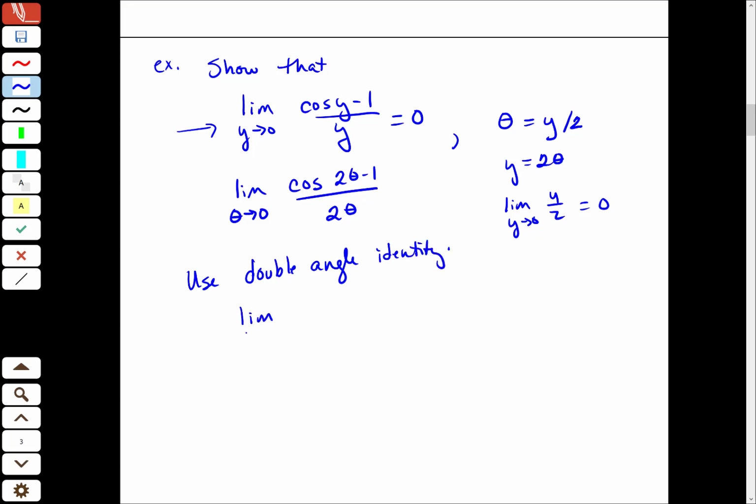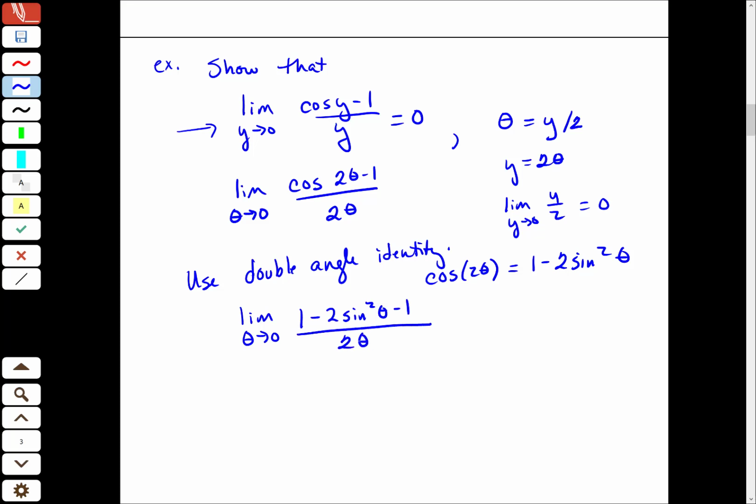So the limit as theta goes to 0. And I'm going to use the double angle identity in this version: cosine of 2 theta is equal to 1 minus 2 sine squared theta. Okay, and then I'm going to plug that into the limit. So I have 1 minus 2 sine squared theta minus 1 over 2 theta.